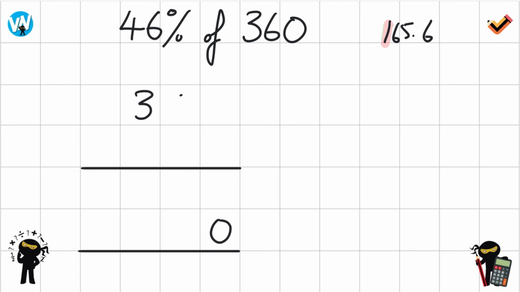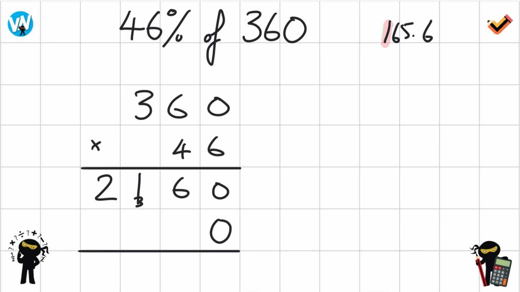So I'm going to do 360 multiplied by 46. Dead simple. 6 times 0 is 0. 6 times 6 is 36. 6 times 3 is 18. Add the 3 is 21. 4 times 0. 4 times 6 is 24. 4 times 3 is 12. Add the 2 is 14. So again, I'm going to add those up. So I've got 0, I've got 6, I've got 5, I've got 6, and I've got 1.